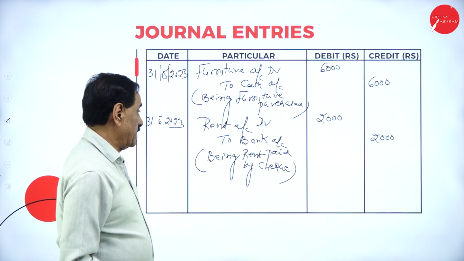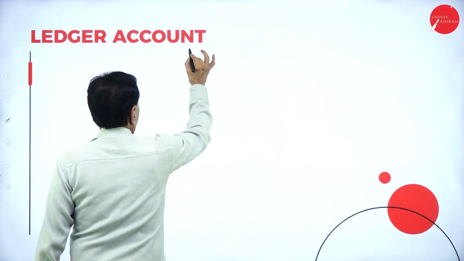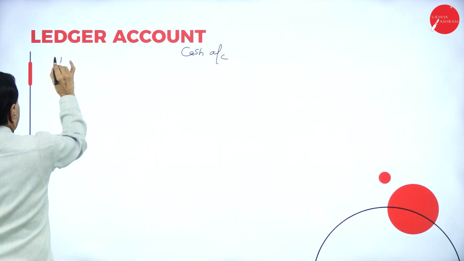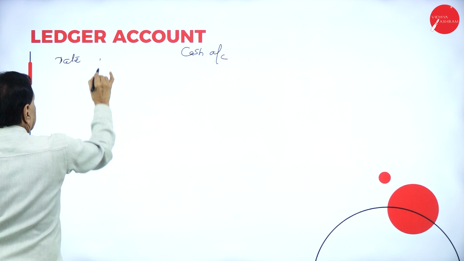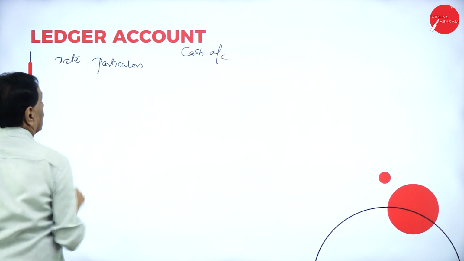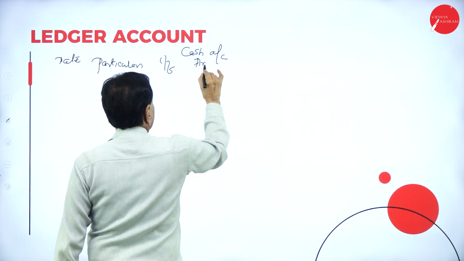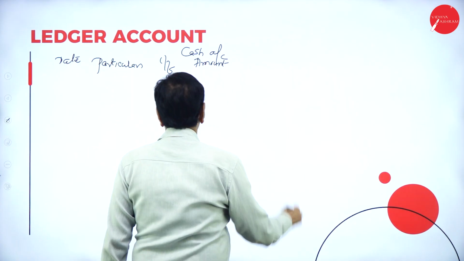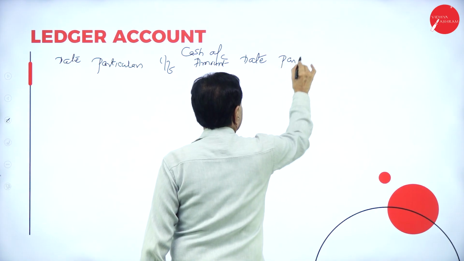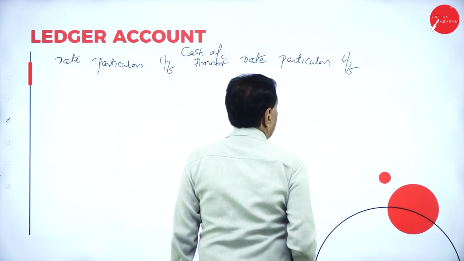So these are all the transactions. Now you have to go to the ledger accounts. Cash account you have to prepare. Date, particulars, ledger folio, amount. Date, particulars, LF, amount.